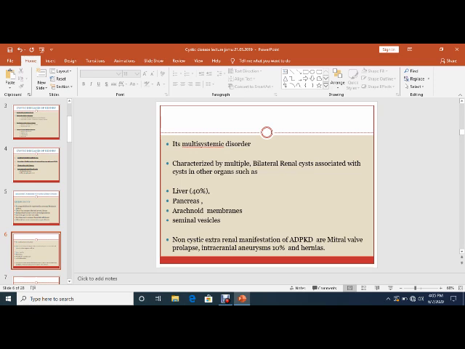This autosomal dominant polycystic kidney disease is a multisystemic disorder characterized by multiple bilateral renal cysts that are associated with cysts in other organs such as liver. 40% of cases can have hepatic cyst, pancreatic cyst, arachnoid membrane, or seminal vesicle cysts. Sometimes non-cystic or extrarenal manifestations can occur. Cardiac manifestation, mitral valve prolapse, and in the CNS, berry aneurysm or intracranial aneurysm, 10%. So patients sometimes can present with a stroke, CVA, and hernias, abdominal hernias.